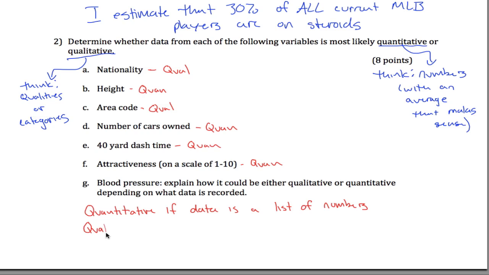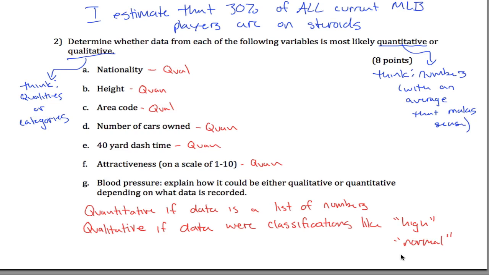But it could also be qualitative if our data were more categorical. If the data were classifications like, I don't know, high blood pressure, normal blood pressure, low blood pressure, that kind of stuff. So if we put people into categories, if that's what our data actually says, then it's qualitative. But if we just list the numbers themselves, your blood pressure is this number, mine is this number, then it'd be quantitative.